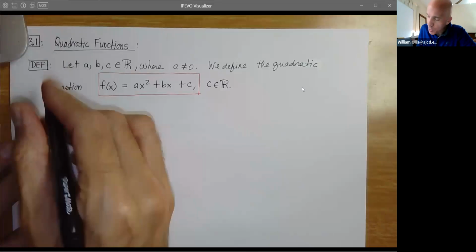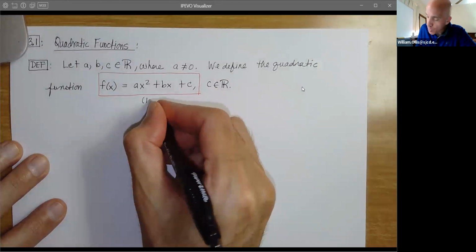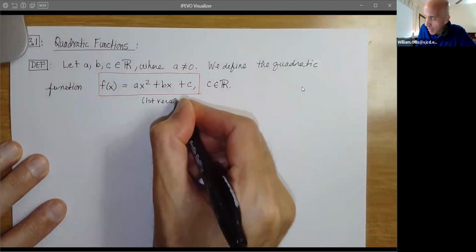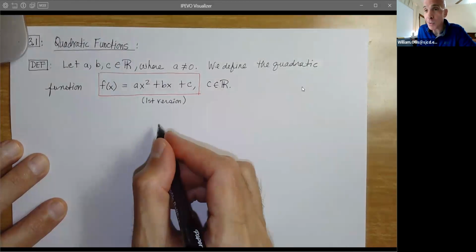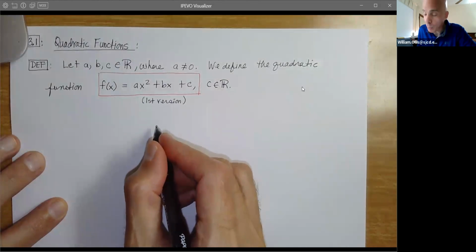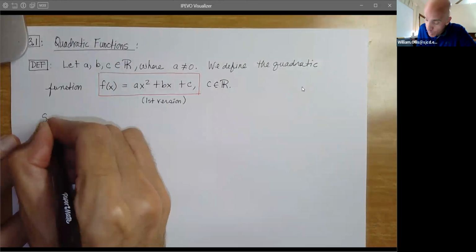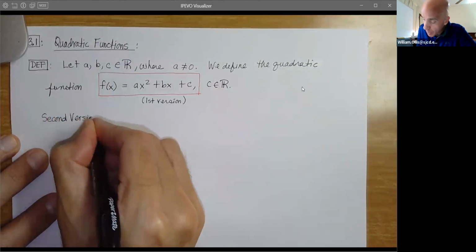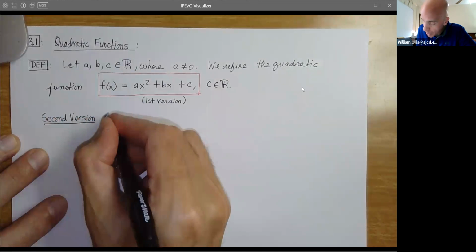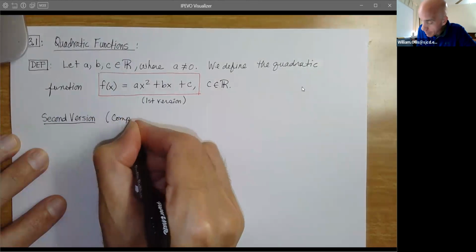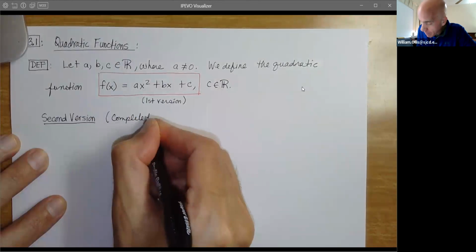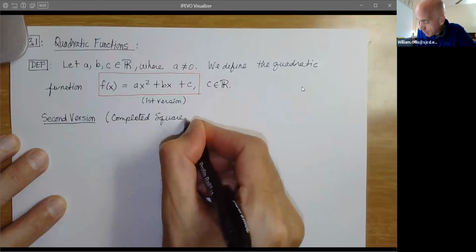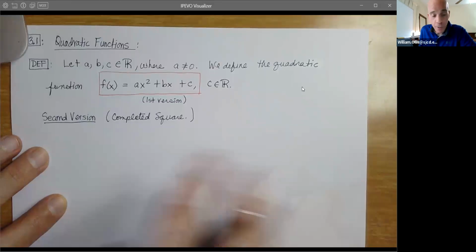Let me write it this way. We'll call this the first version. I'd say, well, touché, it is a standard form, but maybe not the one we need. Here's the second version. And this version is useful. It's called the completed square version. So we'll say completed square. So it looks like this.